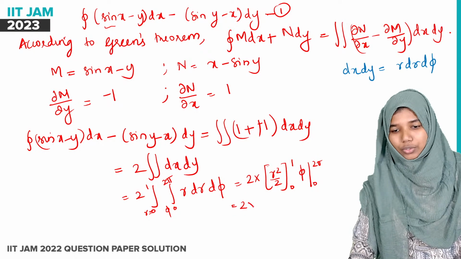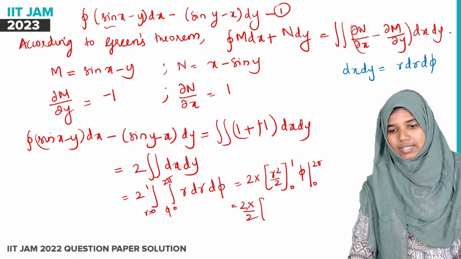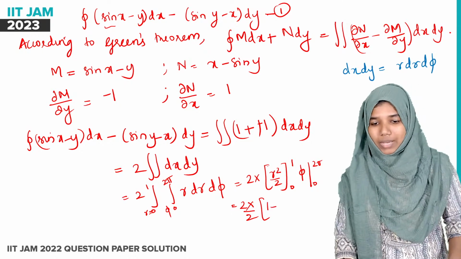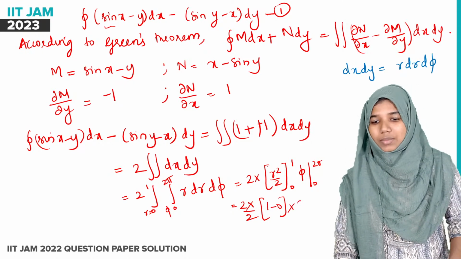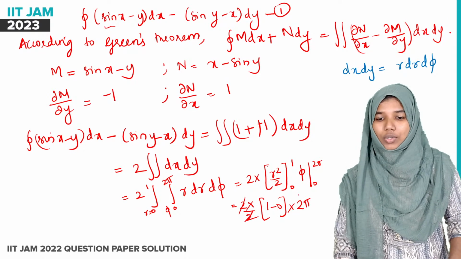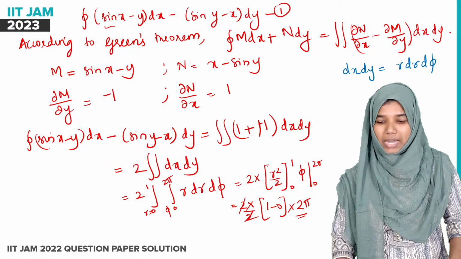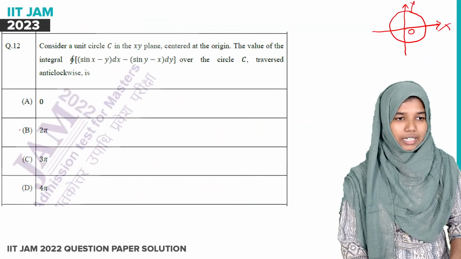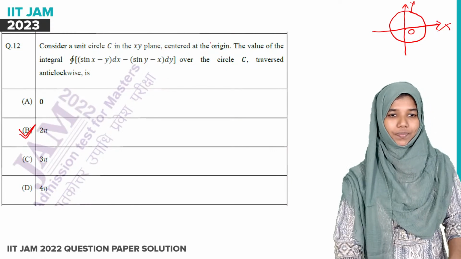So this is equal to 2 into 1 by 2, and putting in the limits for r square, 1 minus 0, into, for phi, 2 pi. So the 2 cancels, leaving 1 minus 0 into 2 pi. So our answer is 2 pi. Okay, the correct option is option B, 2 pi.